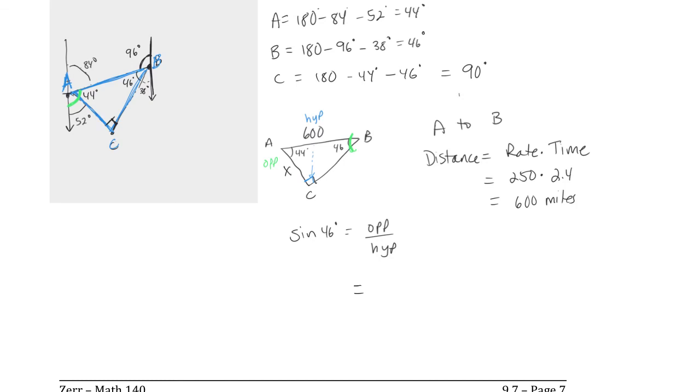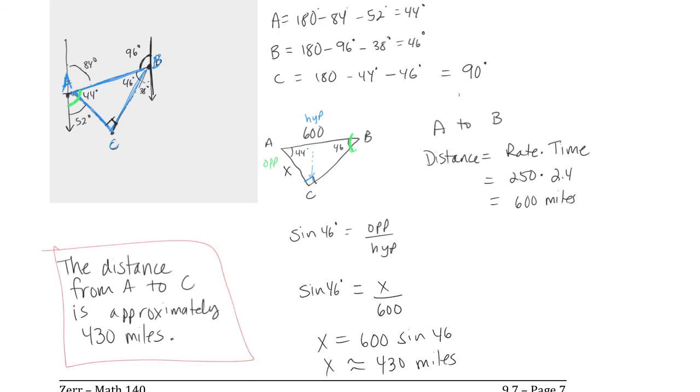And so sine of 46 equals opposite over hypotenuse. Opposite is x, and hypotenuse is 600. So then we can solve for x by multiplying both sides by 600, and then getting an approximation for x, which is approximately 430 miles. All right, there we go. So the distance from A to C is approximately 430 miles.